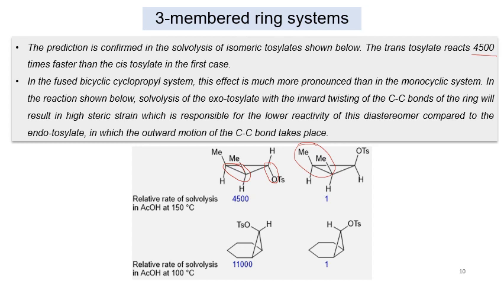Look at the second example here. In this bicyclic system, the fused bicyclic system, the effect is even larger. You see the difference in rates is very, very high. Now, you may feel that this is anti, and the two groups are anti. However, because of the high steric strain, the disrotatory inward twisting of the CC bonds of the ring results in very large strain, which is responsible for the lower reactivity of this diastereomer compared to the endo tosylate, where the outward motion of the CC bond takes place. So in one case, the disrotatory in takes place, in the other case, the disrotatory out takes place.